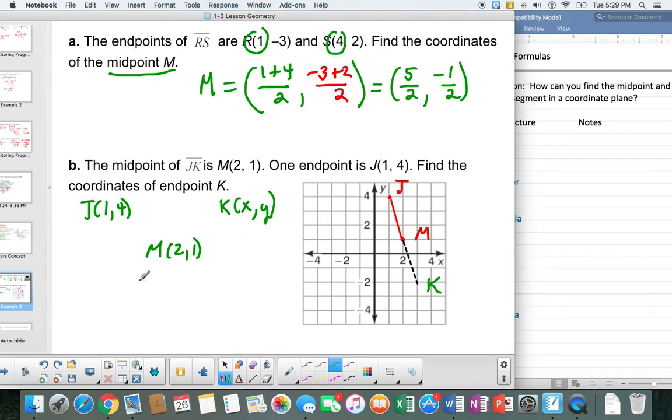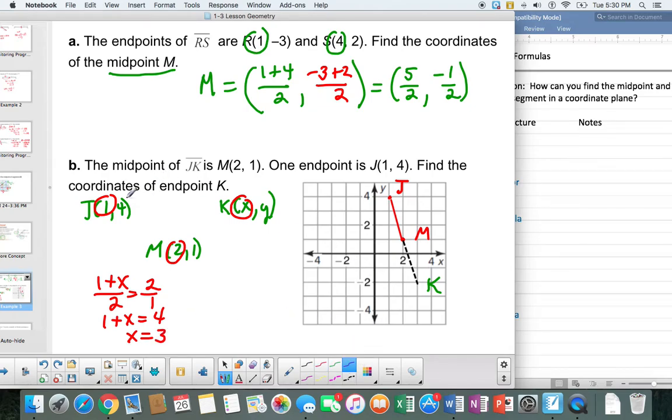Okay, according to the formula, I'm going to take my two x's, I'm going to add them up, divide by 2, and this will be my answer, which is 2. If I cross multiply, I'm going to get 1 plus x is equal to 4, and therefore x is equal to 3.